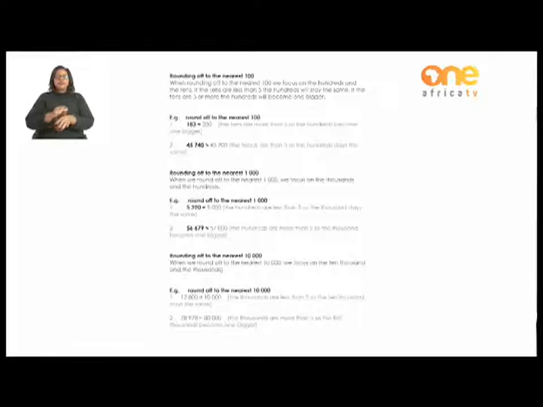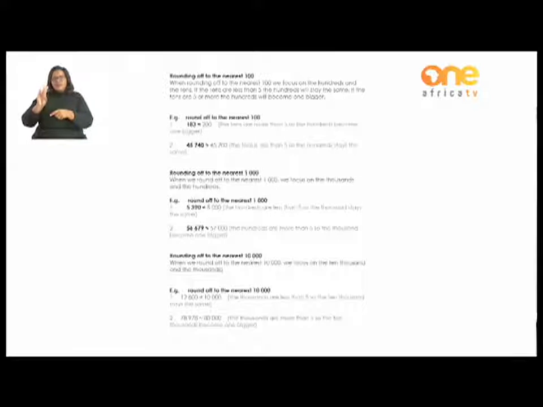The second example, 45,740. Rounded off to the nearest 100. Guys and girls, I hope we are still together. We find the number in the place of the 10 and the number in the place of the 100. Then we read, the 10 is less than 5, so the 100 stays the same. Our 10 is a 4, meaning it cannot change the 7. And 45,740 is rounded off to 45,700.